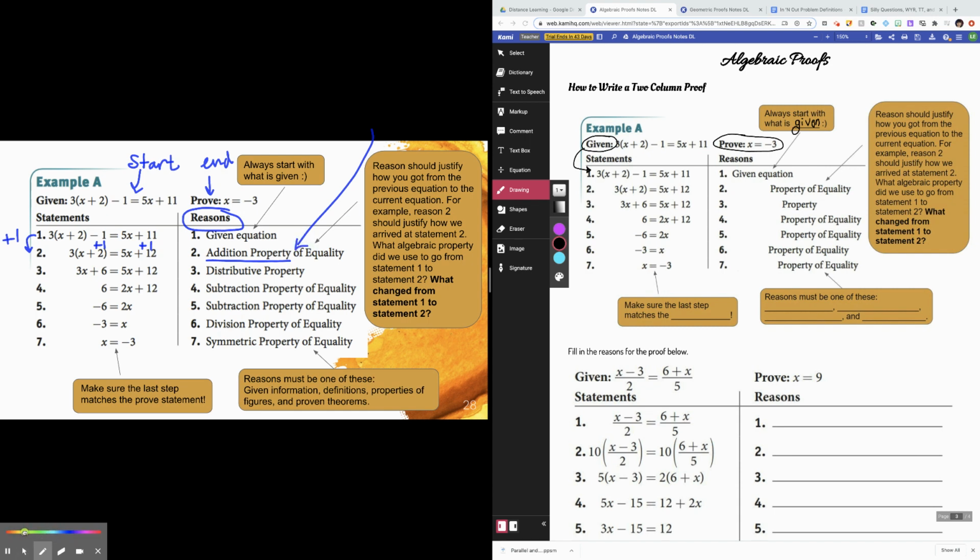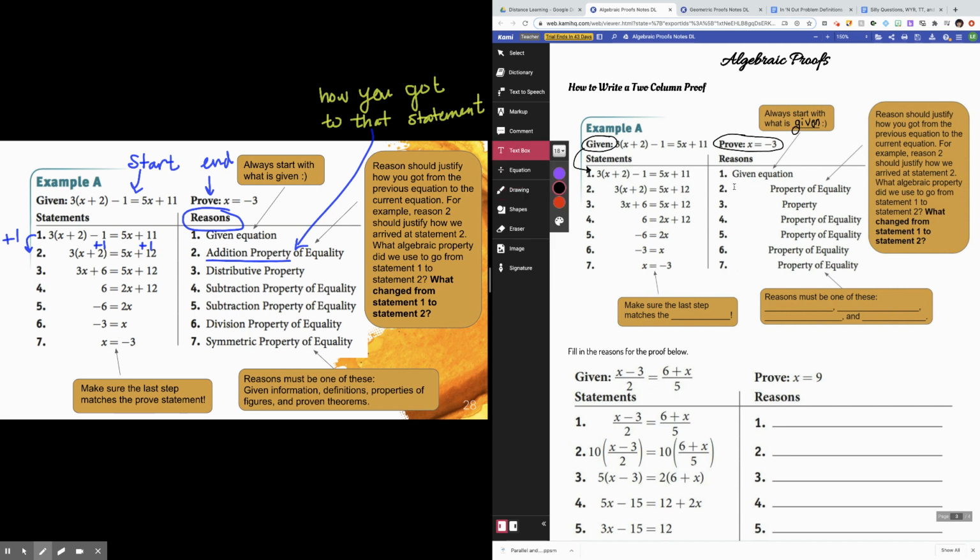Okay, let me change my color here. Your reason should be how you got to that statement. Like what rule did you use? How did you know that you could write that next statement? So I'm doing this on both sides here, y'all. So just hold on one sec as I try to write here. Okay, so this one is the addition property.